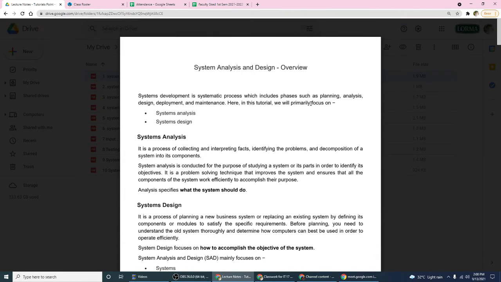Okay, so system analysis and design is also under system integration and architecture. So this will be our introduction to system analysis and design.